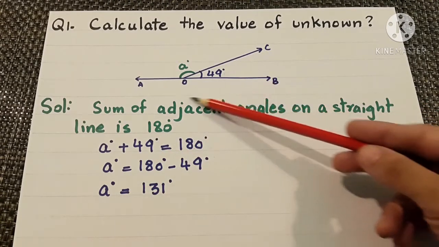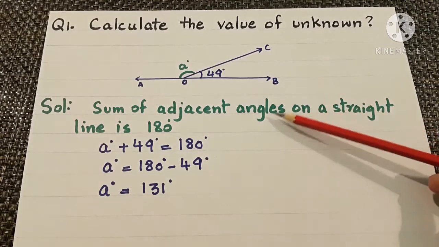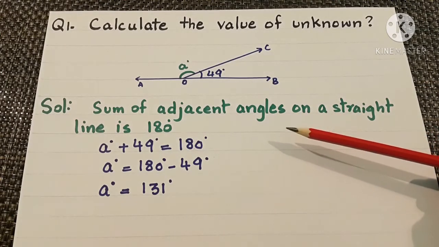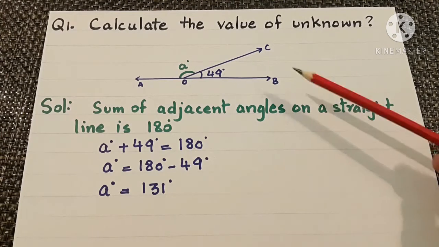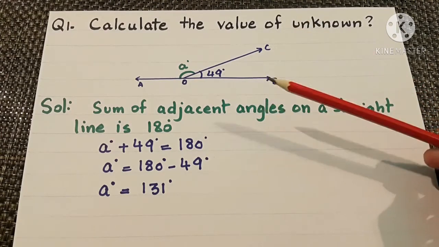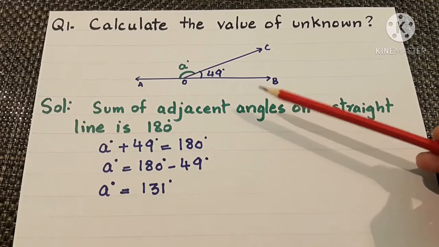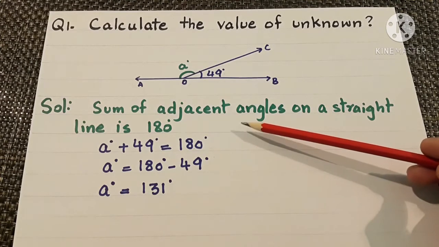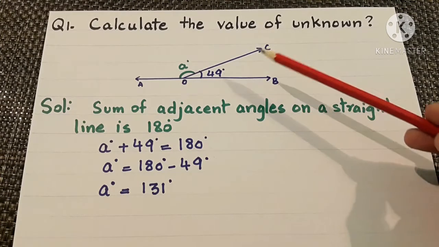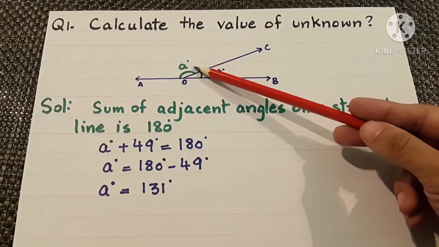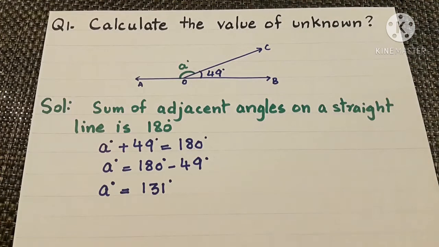So you can see that by using the concept of adjacent angles and the theorem that we have proved earlier, that the adjacent angles on a straight line, when we add the angles, give us 180 degrees. By using that concept, we have found the value of the unknown angle, angle A.